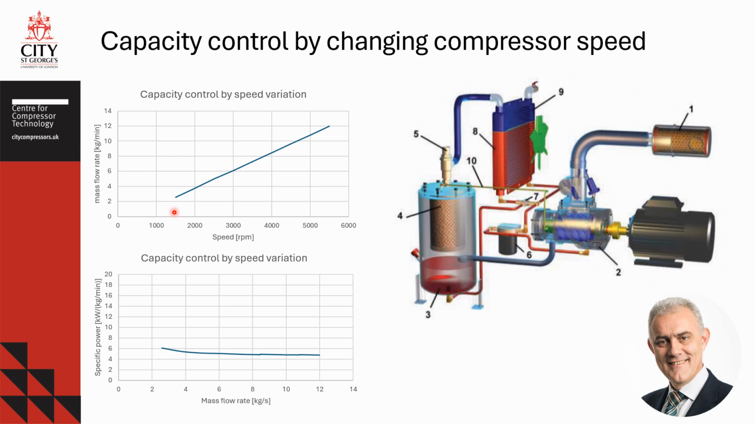Due to its relatively flat characteristics and a wide range of operating speeds, the specific power is not much changed by reducing the flow. At only 20% capacity, the specific power is increased by only 20%, from 5 to 6 kilowatts per kilogram per minute. This is by far the most efficient way of controlling capacity of a screw compressor.